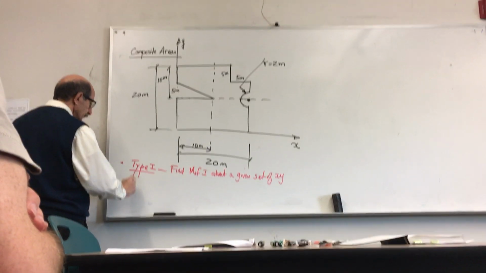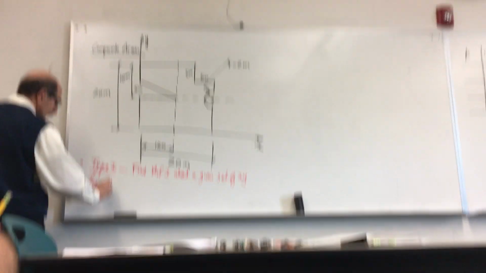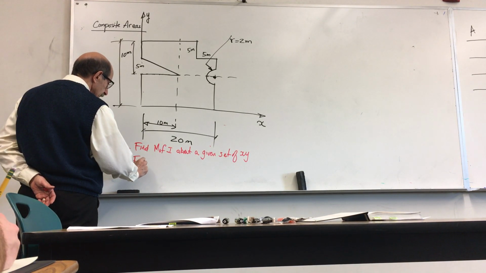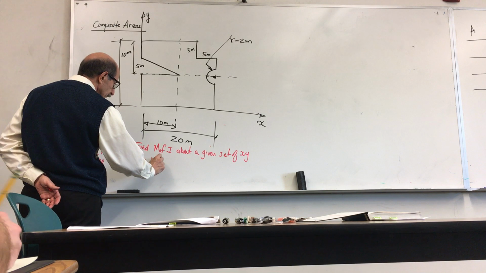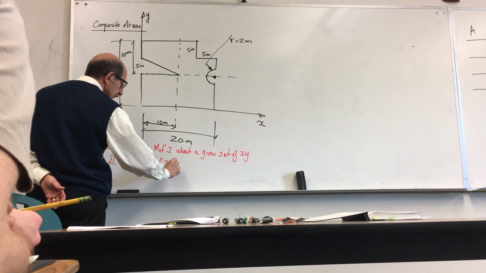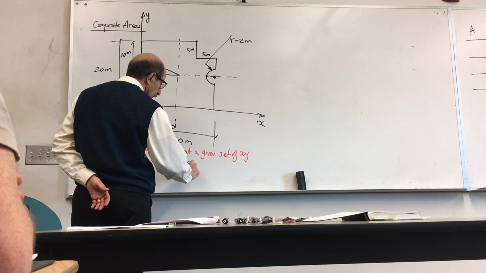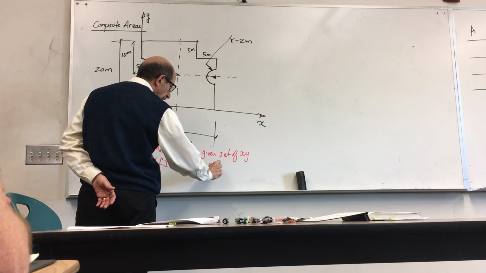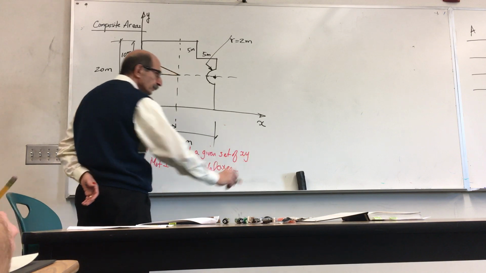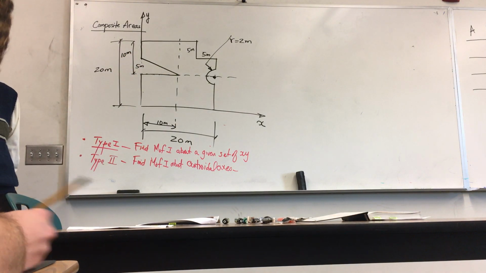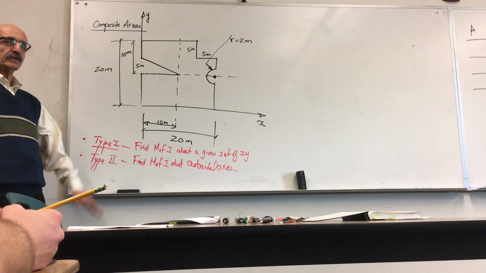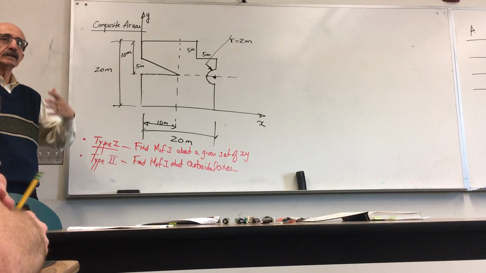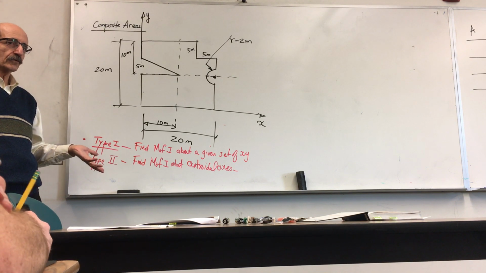In type 2, you're asked to find the moment of inertia about centroidal axes. Do you remember what centroidal axes were? You find the centroid of a shape, the axes that pass through that are called centroidal axes, right?